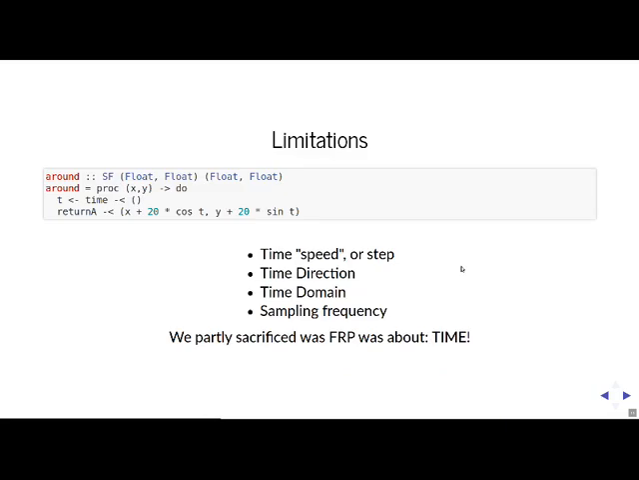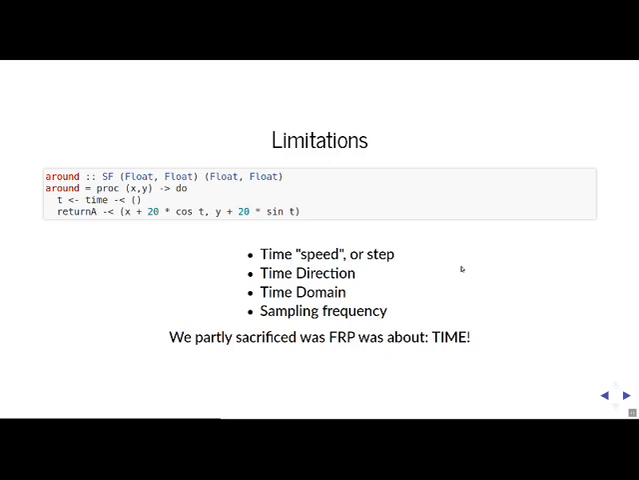So we removed too much from FRP by doing this. And if you look at this definition, for instance, how would you change the speed at which it progresses? You could, of course, multiply the time by something, but then you're making this signal function aware of something like time speed. So you're not essentially enabling time transformations. You also assume that time flows forward, which is fine. In nature, it tends to flow forward, but maybe there's interesting effects if we can make it flow back.